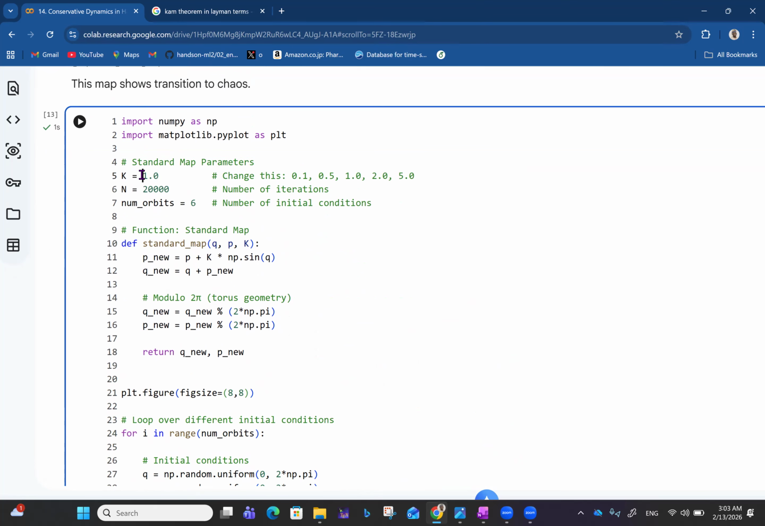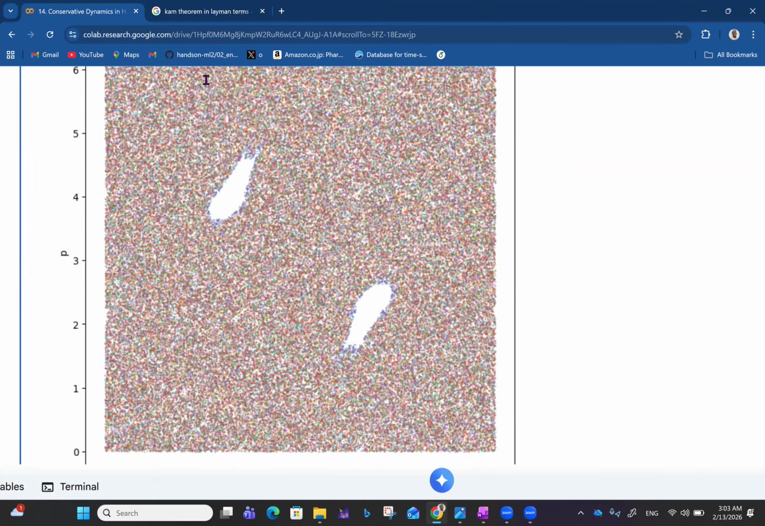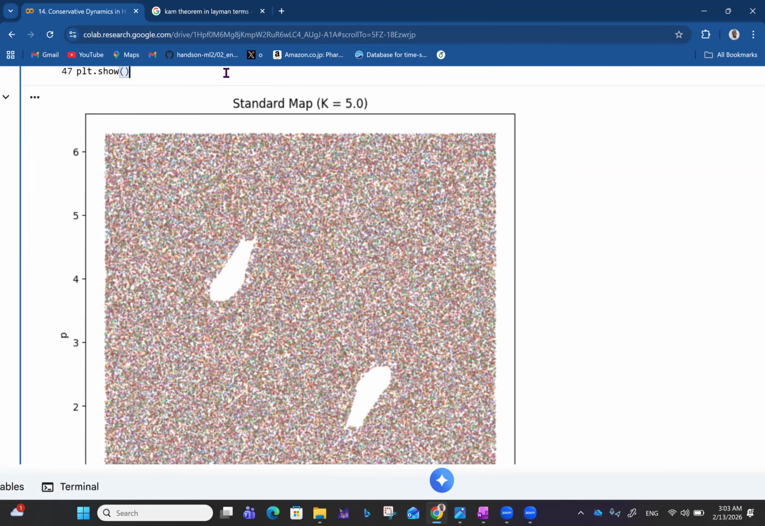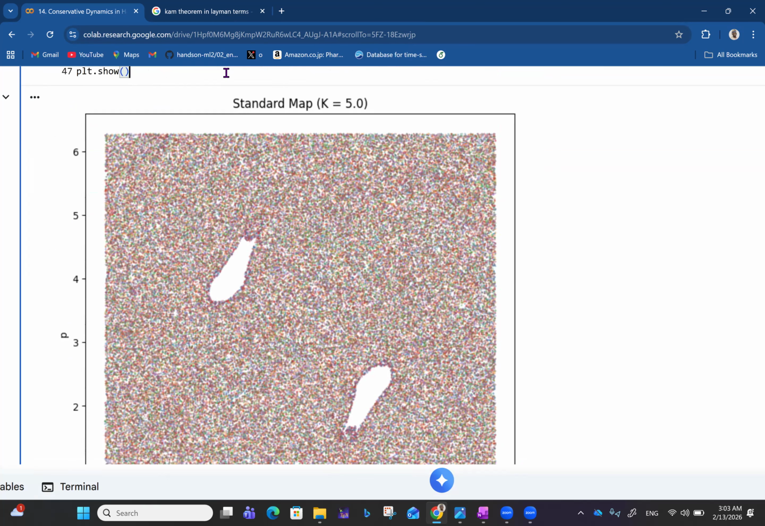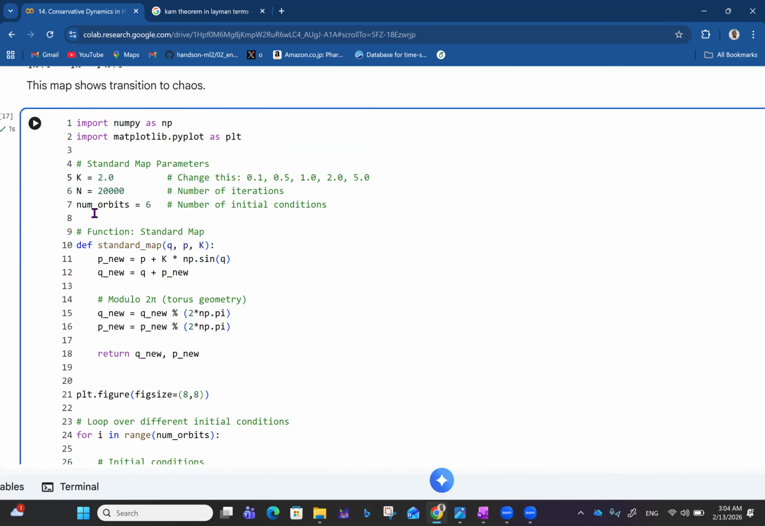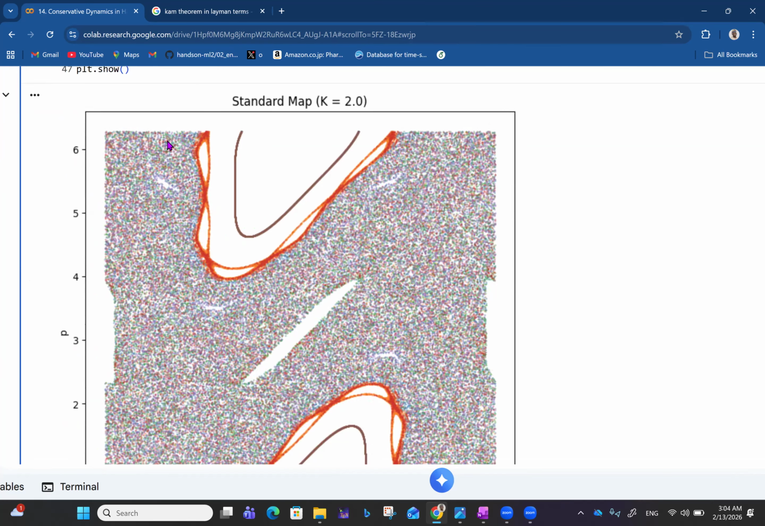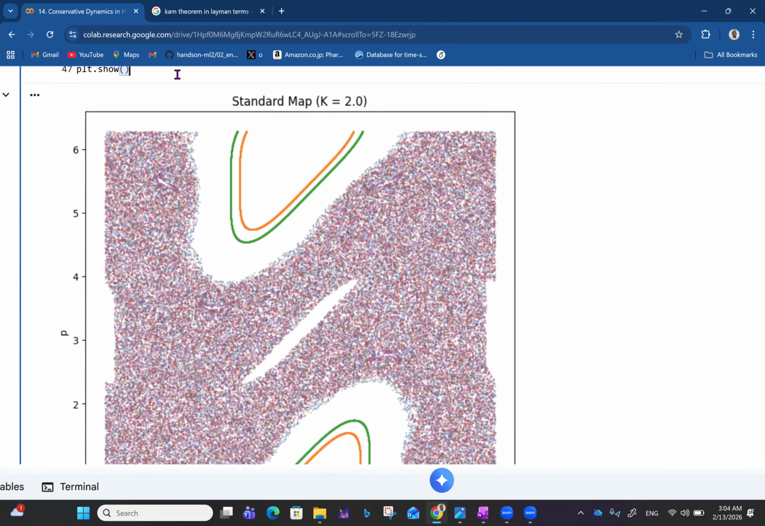So let me do 5.0. Let's go 5.0 and see what happens at that level. Okay, now see what's happening here. I do it again. Okay, it's giving the same pattern more or less. So we can have all of this going. Let me do 2.0 and see if the structure is slightly different for the standard map. Okay, wow, see what this looks like. So it keeps shifting like that.